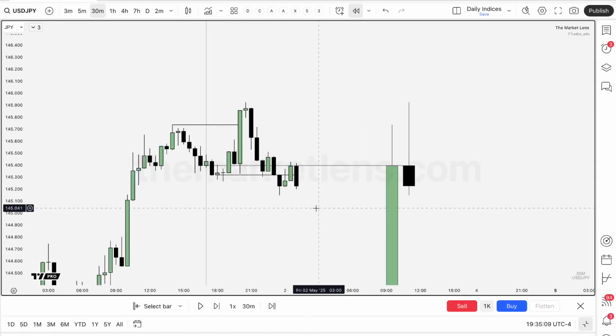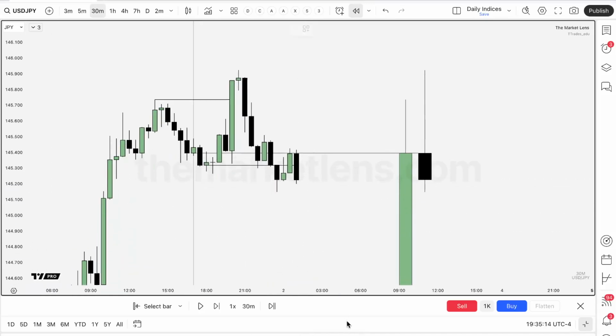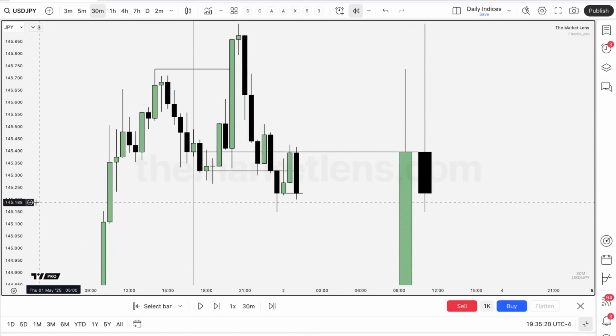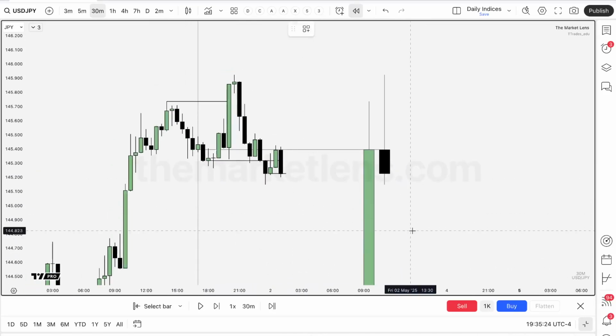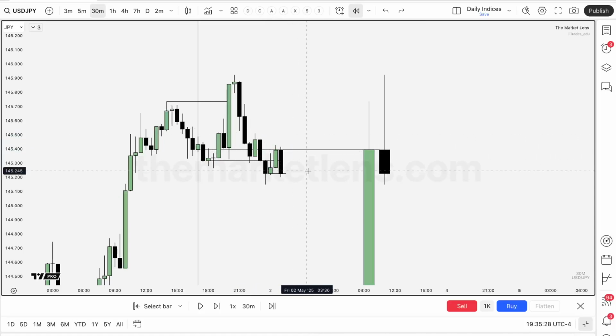If I look right here, did close below. We can technically use this. This is a bit more risky, but technically protected high, retraces back into it. So it can look to trade this 30-minute, 3-minute.